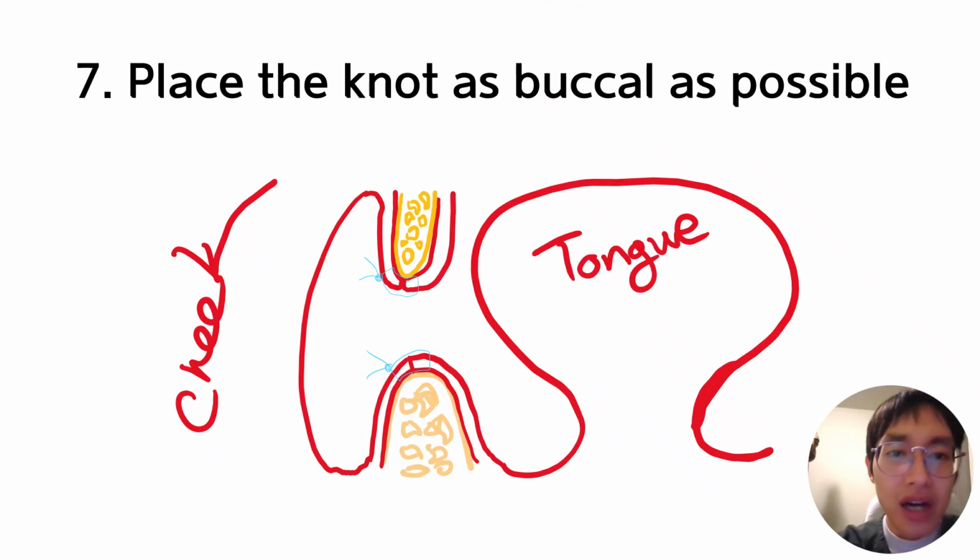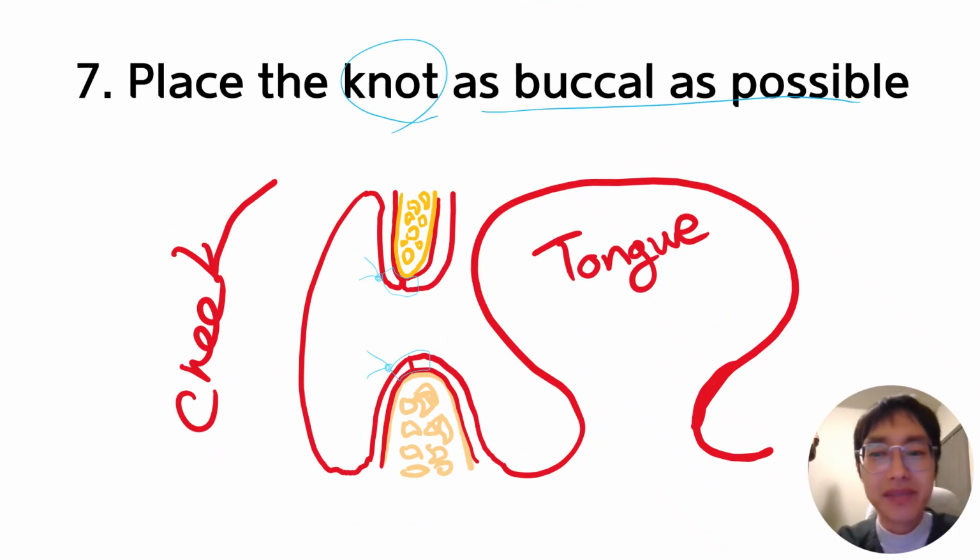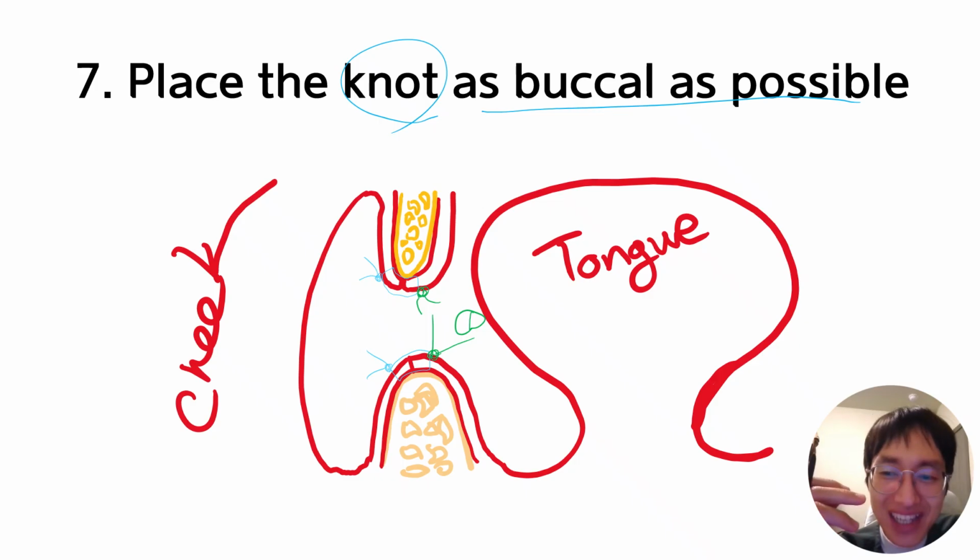So place the knot as buccal as possible. I like this rule. And if you place the knot first lingually, what will happen? Now you are putting your patient in trouble. They will play with the knot the whole time. Do you know how annoying it is to have a knot on the lingual side? It is rubbing against the tongue. The patient is curious with the tongue.